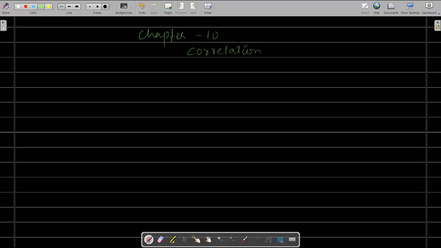Alright, so before we go ahead and start solving the sums, I just want to talk a little bit about what correlation means. The name itself says co and relation, so therefore it is a relationship between something or the other. In statistics, in this chapter, correlation is talking about the relationship between two sets of data, one set of data affecting the other.